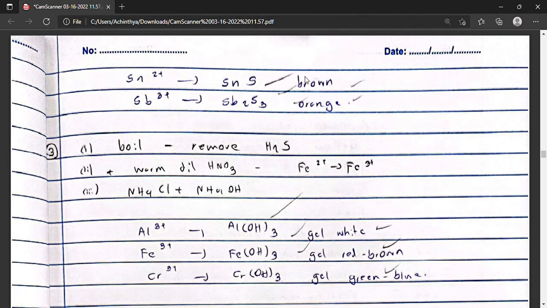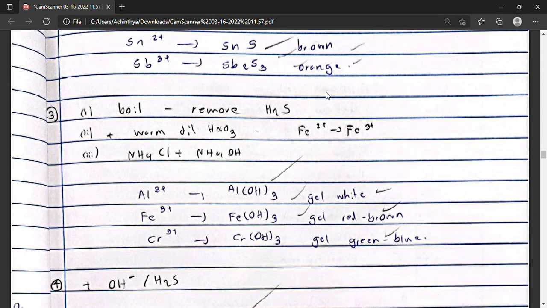If we were to observe a brown or orange precipitate, we could easily identify that the salts are stannous sulfide or antimony sulfide. If a brown precipitate forms, stannous sulfide is present, and thus we can easily conclude that stannous ions are present in the solution. If an orange precipitate forms, we can conclude that antimony sulfide has precipitated, and thereby antimony ions are present in the solution. Then we filter the precipitates, if any formed, and we obtain the filtrate.